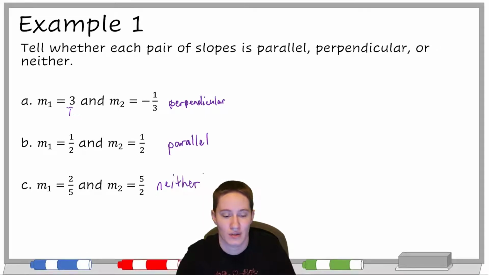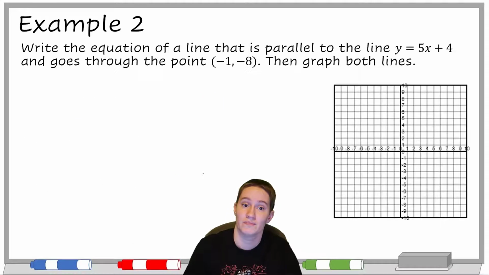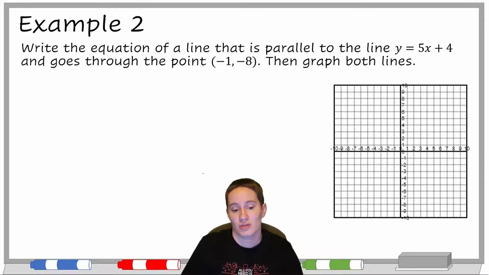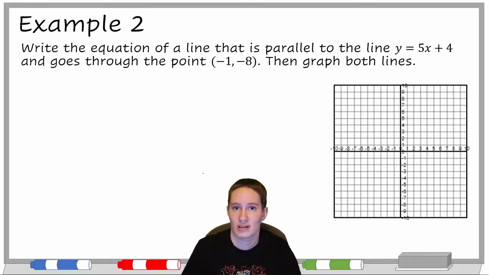So, oh well. Let's look at some examples where we actually write the equations of lines that are either parallel or perpendicular to a given line. Like this one, we have a line they gave us, y equals 5x plus 4. They want us to write the equation of a line that's parallel to that one that also goes through -1, -8. And I also thought I'd take the opportunity here to have us do some graphing just to keep it fresh in our mind, or maybe to help us see it better, like to get better at graphing.